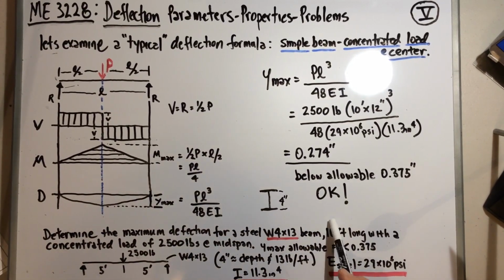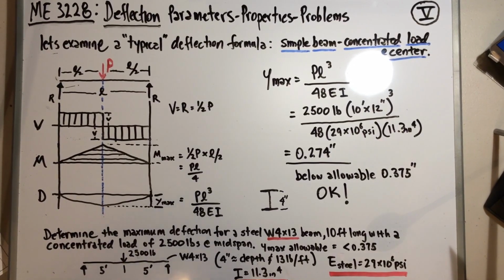Okay, so that beam is 10 feet long with a concentrated load of 2,500 pounds, or 2.5 kips, at midspan. Okay, now for this particular design, they have a Y max allowable, which needs to be less than 3/8 of an inch, or 0.375. So I've drawn the little beam down here. Here it is, 2,500 pounds, midspan, 5 feet on either side, and that being the W4x13 beam.